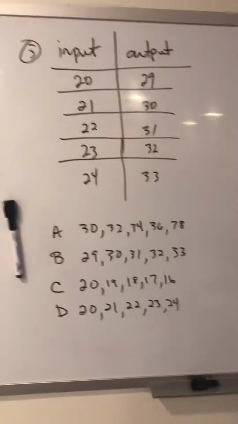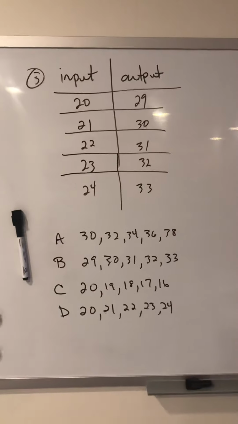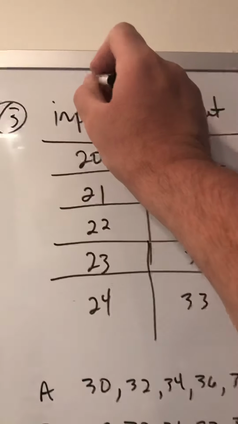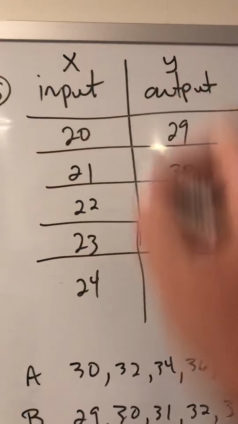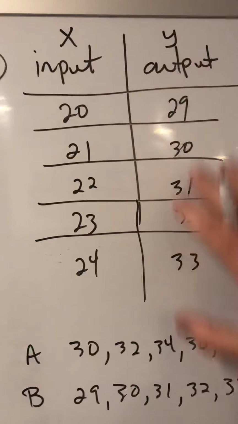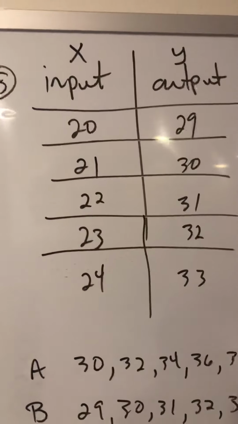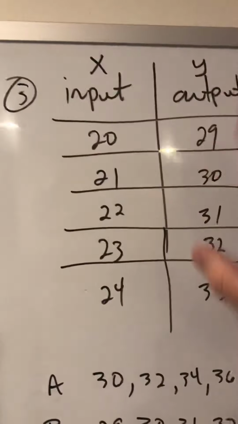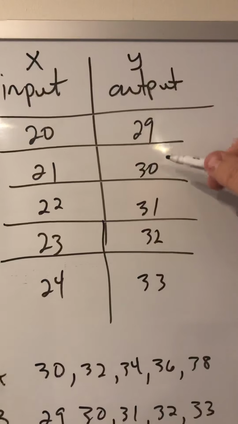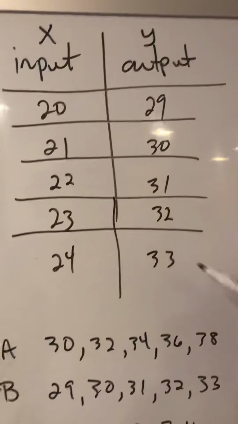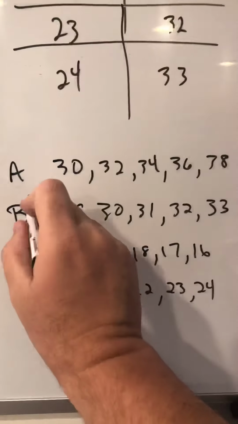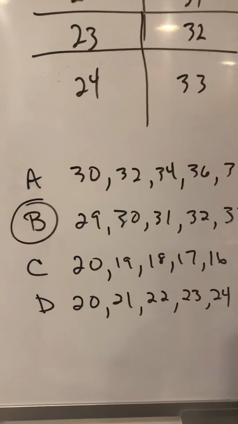Number 3, again, they want to know the range. When you have an input-output table, this is just fancy schmancy lingo for an XY chart. When we talk about range, we're talking about Y. When we talk about domain, we talk about X. So this is asking for the range again. If I look at the range of numbers, 29, 30, 31, 32, 33, which of my answers goes from 29 to 33? That answer is B.